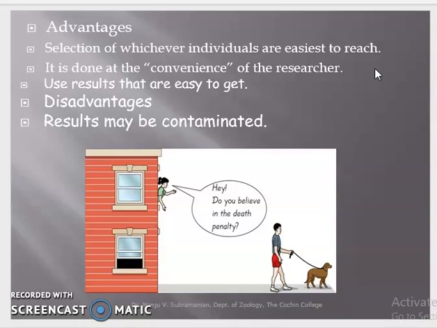And the major disadvantage of this type of sampling is that the result may be contaminated, because it's purely dependent upon the researcher, how the person is. If a person is some sort of lazy person, then the data which he or she will be collecting will be contaminated.